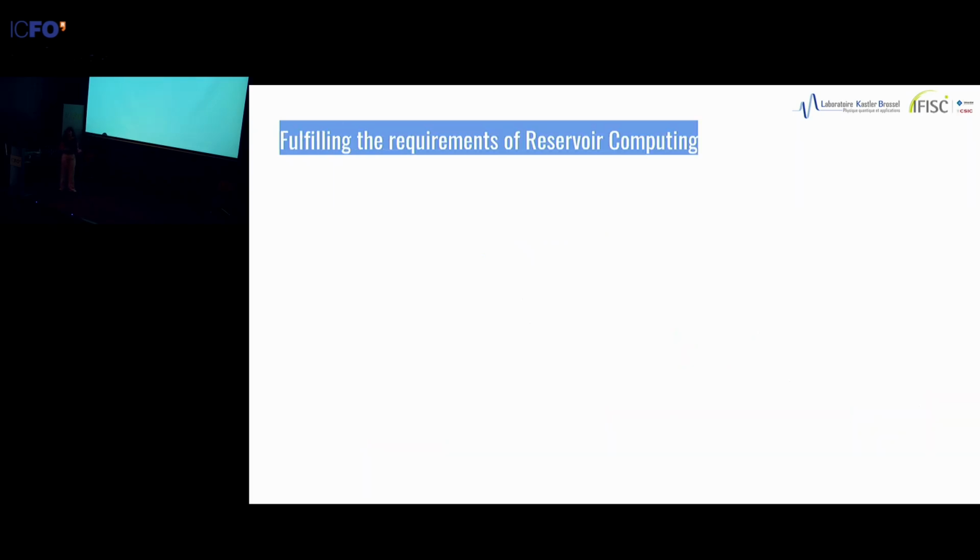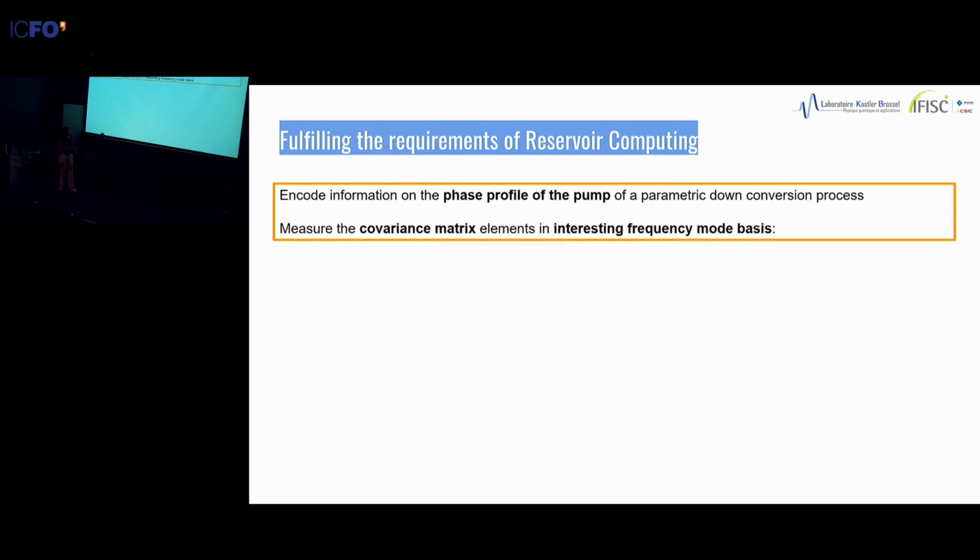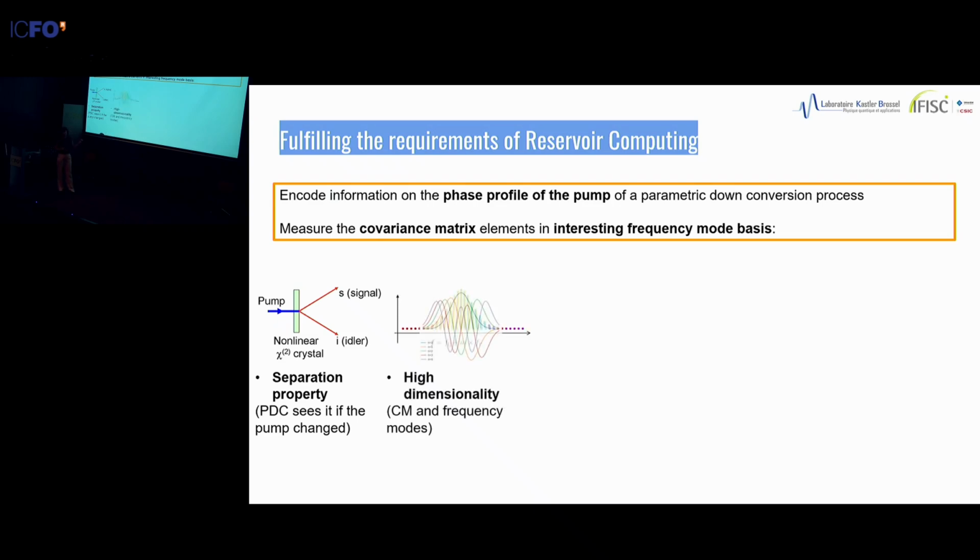Are we fulfilling the requirements of reservoir computing? So what I will do is encode information on the phase profile of the pump of my nonlinear process. And then I will measure the covariance matrix, because it's what I can do, in an interesting frequency mode basis, so that I can have the entanglement and the correlations. In this way, I will have the separation property, because my crystal sees when something changes, luckily. I will have high dimensionality, because I can measure a lot of modes, and it scales up quadratically. I can have nonlinearity, because by changing the phase, at least I have cosine and sine.